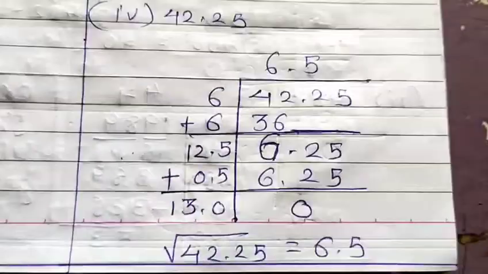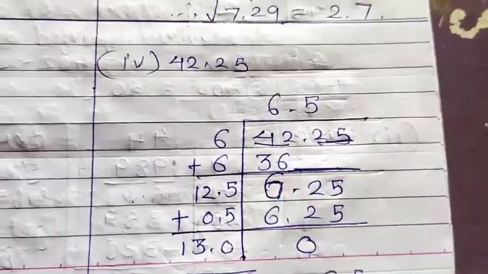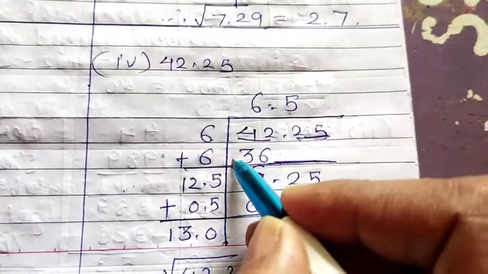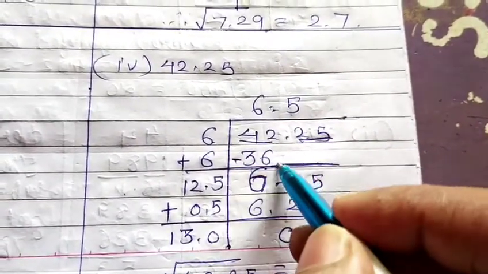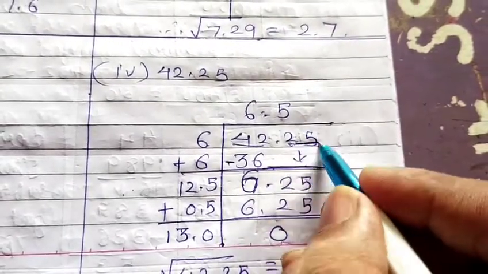Now the next one is 42.25. Put a bar below the pair. 42 is there. What number will you take? 6 6s are 36, which is less than 42. When you subtract, you will get 6 over here, and bring down this number which is next to the bar.